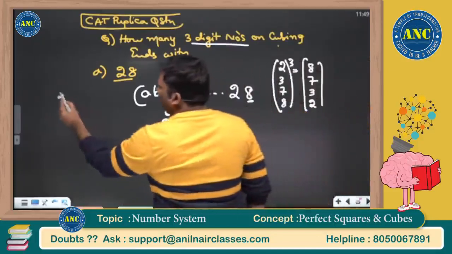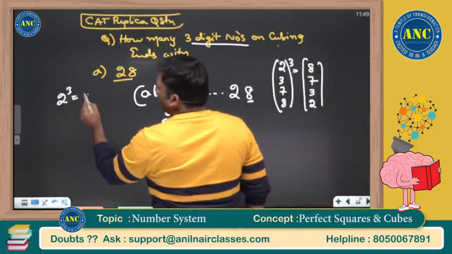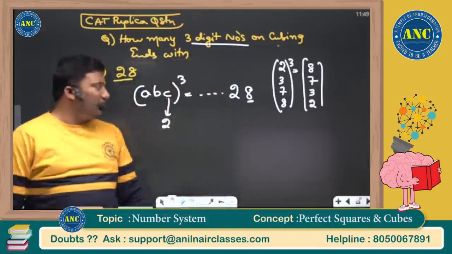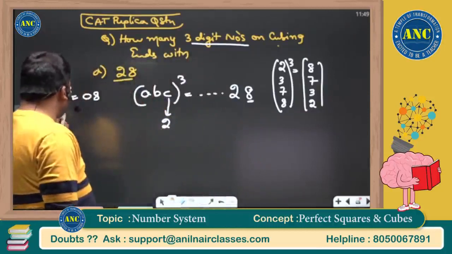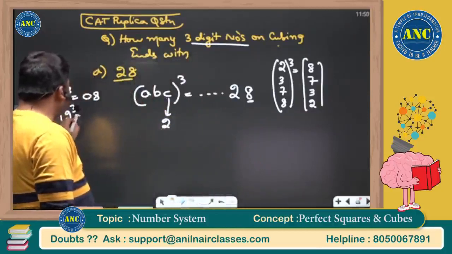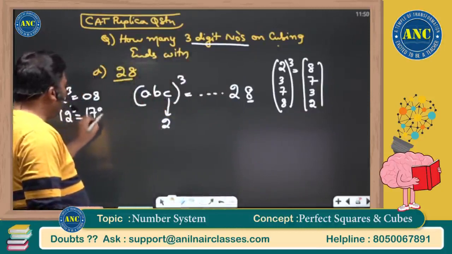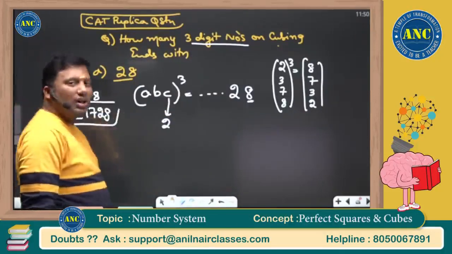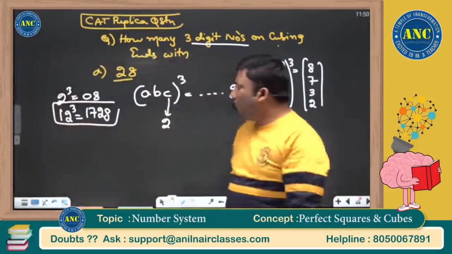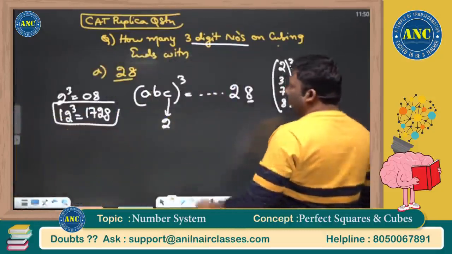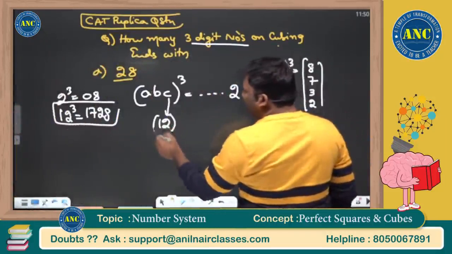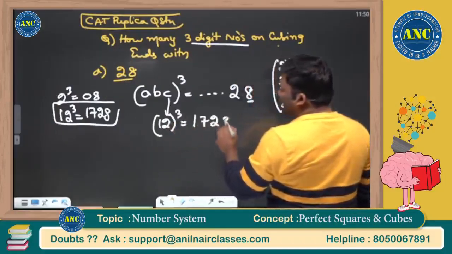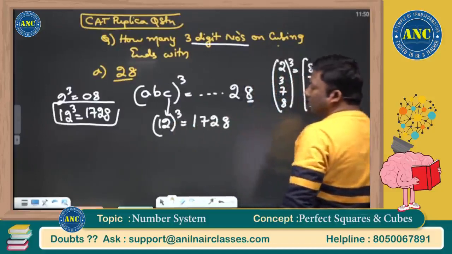So the first lowest number on cube, 2 cube is 8. 8 is 08, but I require 28. The next number is 12 cube. If I do (a plus b) whole cube, I will get 1728. 12 cube, most of you know, is 1728. So the lowest number whose cube ends with 28 is 12, since 12 cube is 1728.